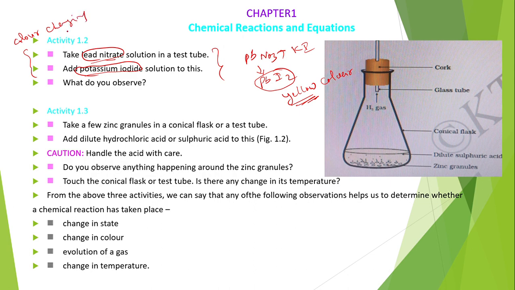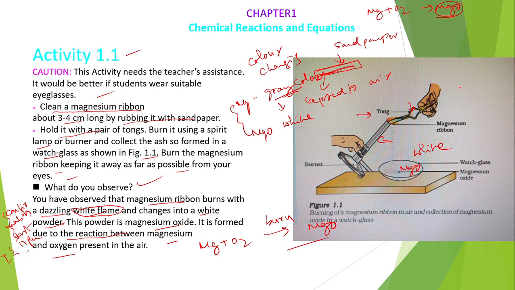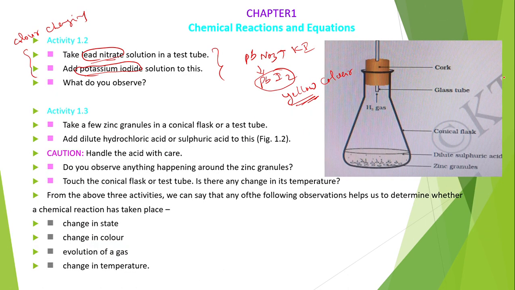And here you see, actually magnesium is a solid. But you are getting MgO powder. So that means he is telling that the physical state is changing. Physical state is changing. Okay, here you see color is changing.